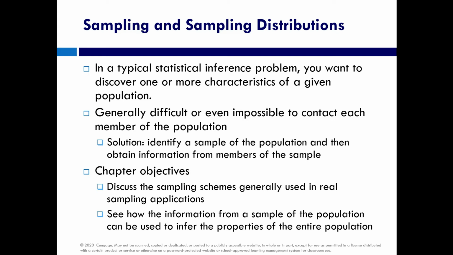Chapter objectives: discuss the sampling schemes generally used in real sampling applications. See how the information from the sample can be used to infer characteristics of the entire population.